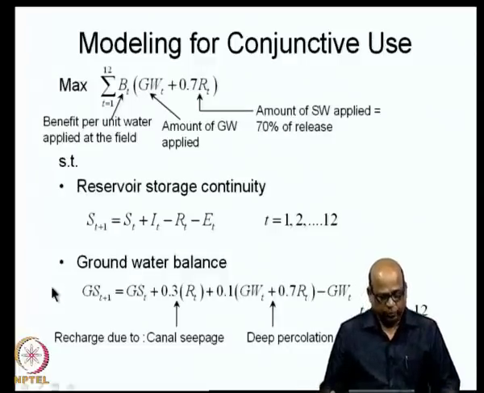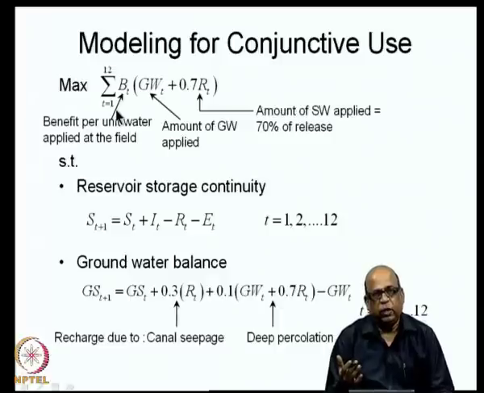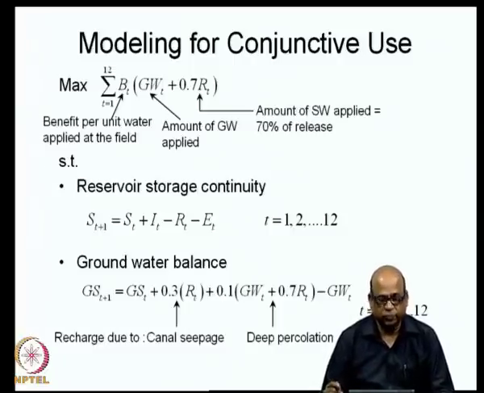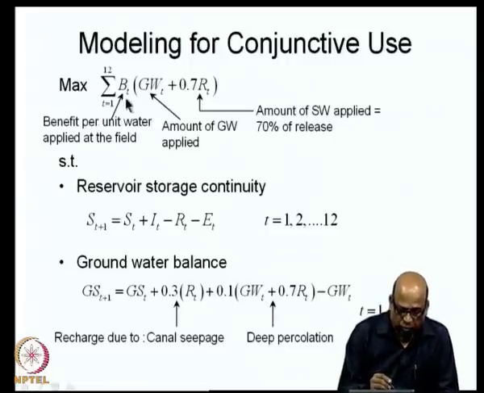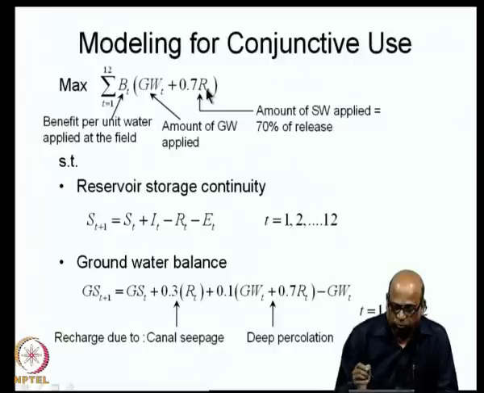Okay, we will write now the optimization problem. The objective is to maximize the net benefits accruing out of the conjunctive use of surface as well as groundwater. We know that the benefit per unit water applied at the field is B_t per unit water, and how much we have actually applied? We have applied GW_t, which is through the groundwater source, and 0.7 R_t, which is from the surface water source. Remember, we are talking about the actual application at the field level.